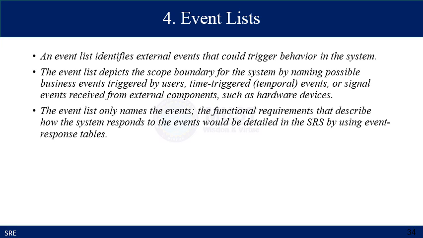Another way to represent the system boundary and scope is the event list, and the event list identifies external events that could trigger the behavior in the system. The event list depicts the scope boundary for the system by naming possible business events triggered by the users, time-triggered events, or the signal events received from external components such as hardware devices. The event list only names the event. The functional requirements that describe how the system responds to the events would be detailed in the software requirements specification by using an event-response table.